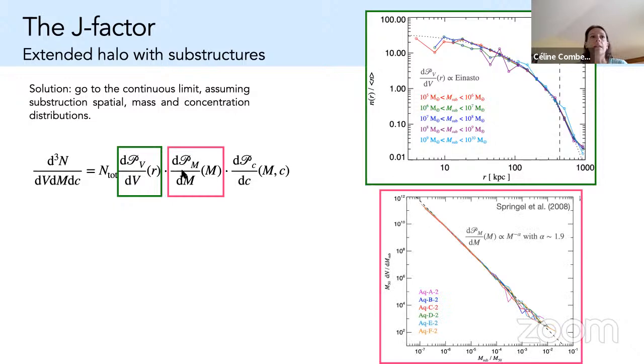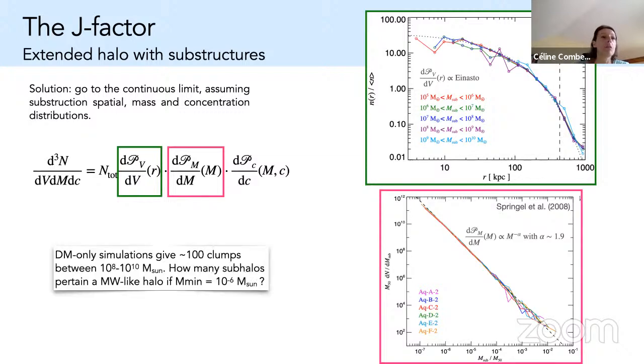You can also look at the mass distribution, which roughly goes as a power law in the mass with an index roughly equal to 1.9 to 2. So I have more low mass subhalos than I have high mass subhalos, and this gives me the mass distribution. And I also need a concentration.